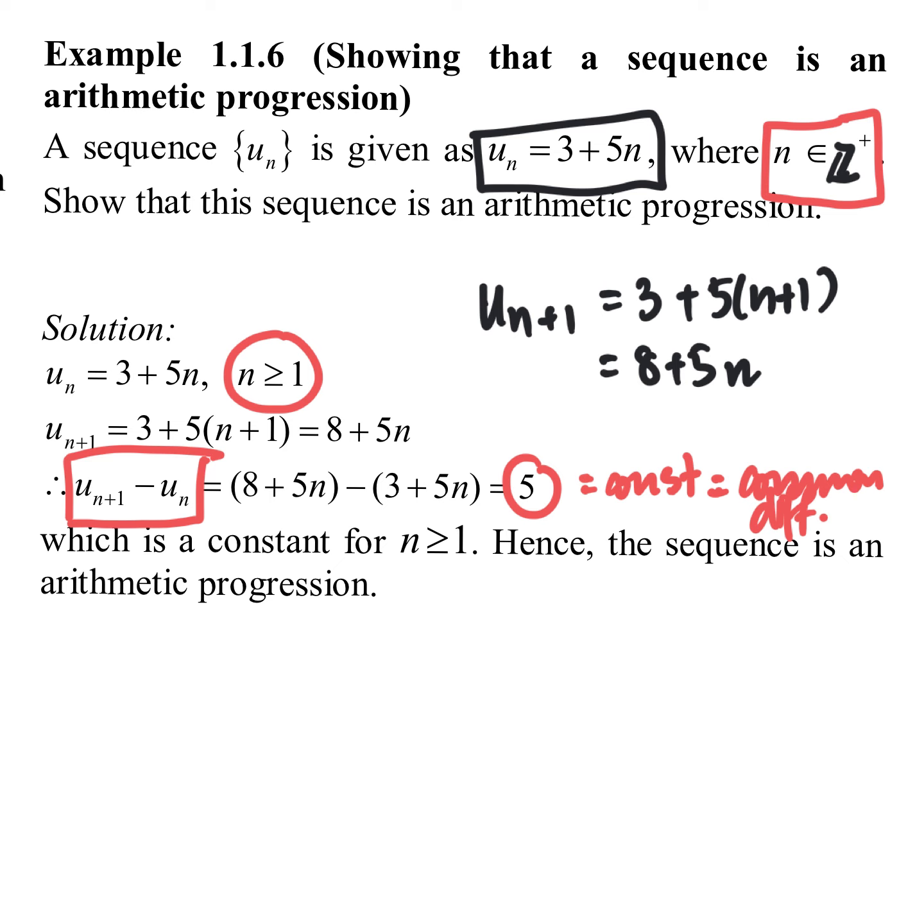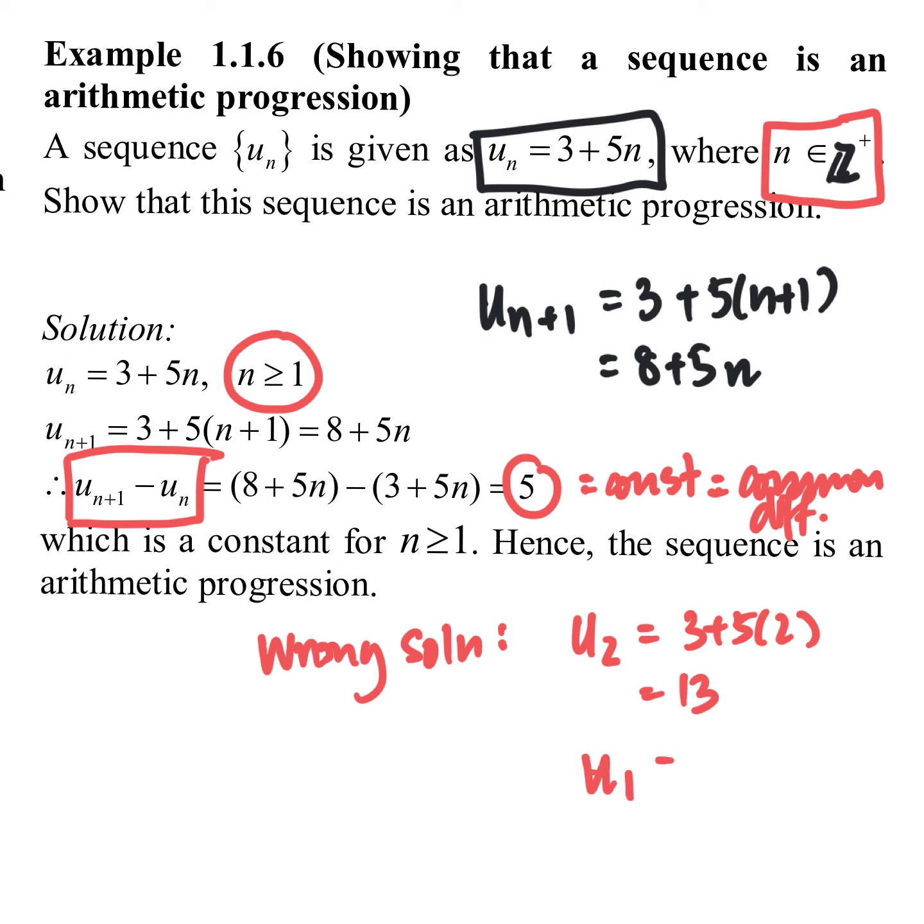Now, a lot of students have the tendency to just show the difference of two fixed terms. So what many of you would do, this is the wrong solution, okay, the wrong solution. What many of you will do is you go and find what is u_2, which is 3 plus 5 times 2, and this will give me 13. You will find what is u_1, this is 3 plus 5 times 1, which is equal to 8. Then you will say that u_2 minus u_1 is equal to 13 minus 8 is equal to 5. It is equal to a constant. Now this answer is wrong.